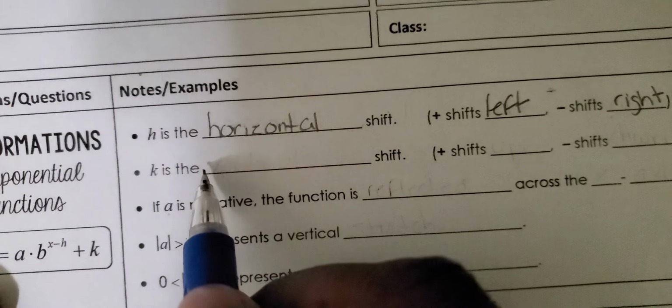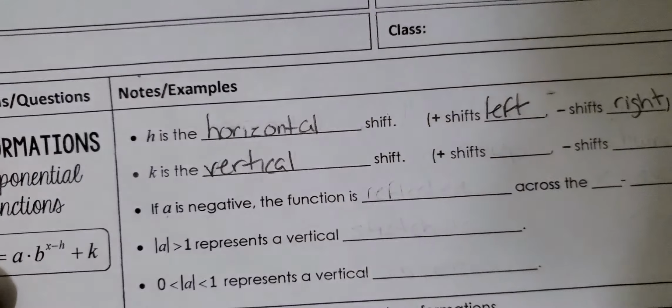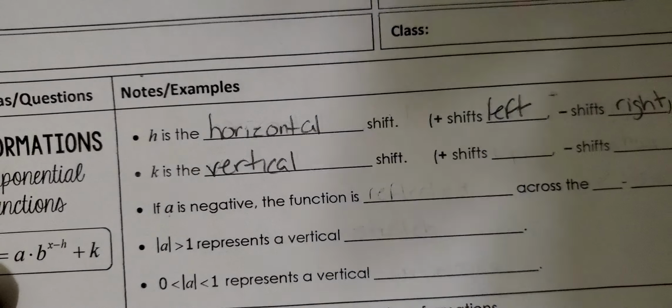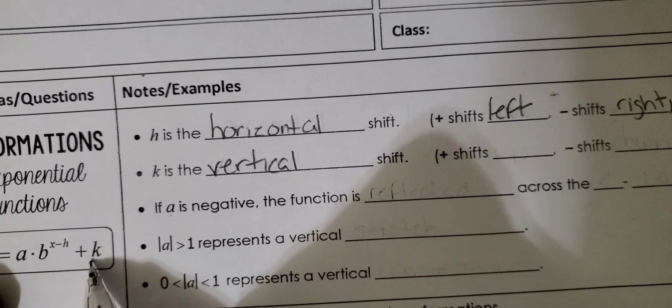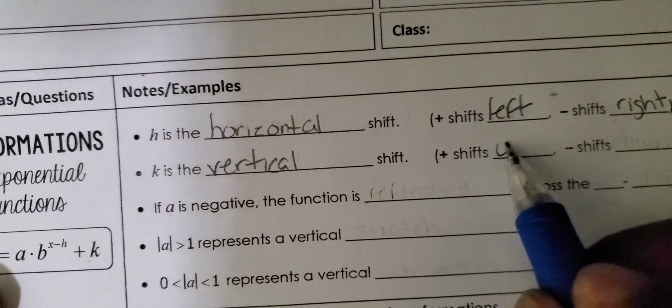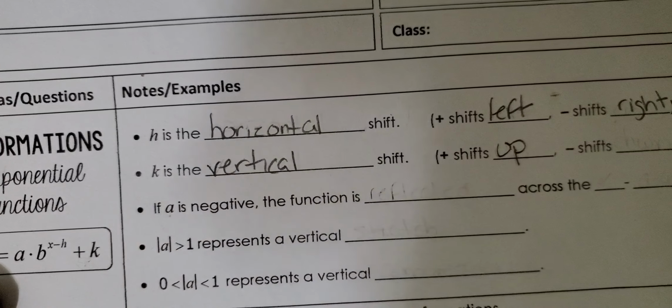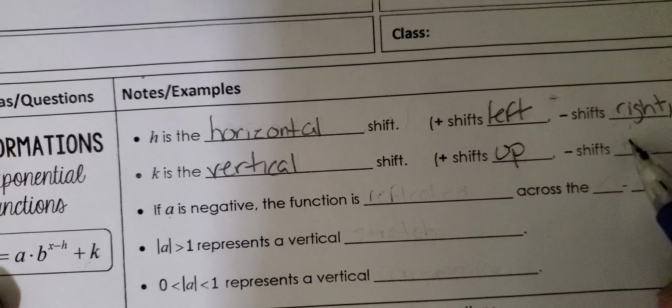K is the vertical shift on the function. And if you're adding k, then that means that the function was shifted up. And if you subtract k from the function, then that means that it was shifted downward.